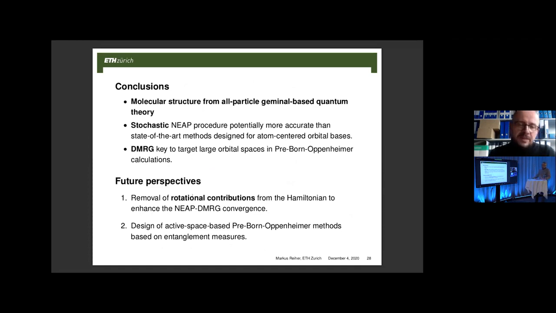There are, of course, many things that we need to do. For instance, for NEO DMRG, we need to work on the removal of rotational contributions. We can exploit schemes that are well established in electronic structure theory, where entanglement measures are used to get a reliable DMRG wave function and so forth.